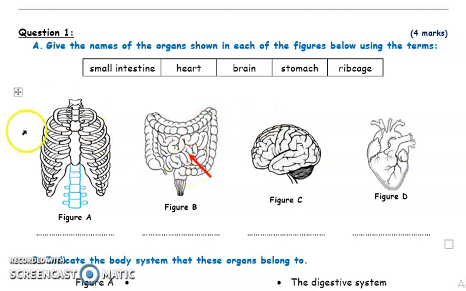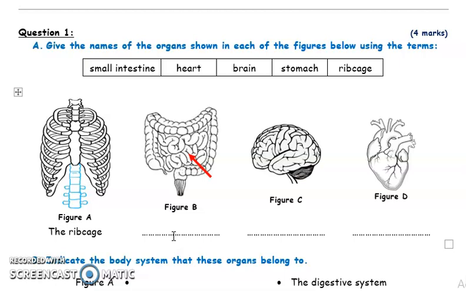Figure A shows a group of bones found in your chest. This organ protects your lungs and heart. This is the ribcage. What about the second picture?